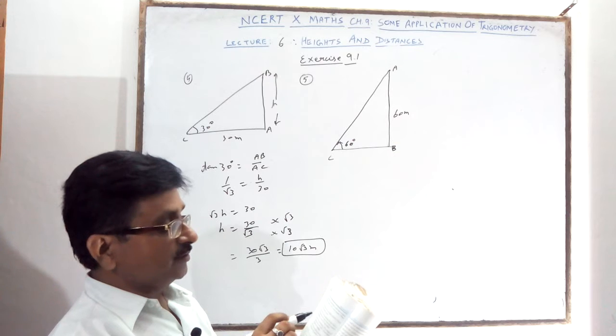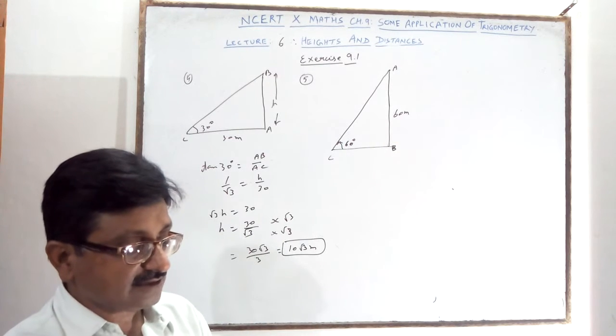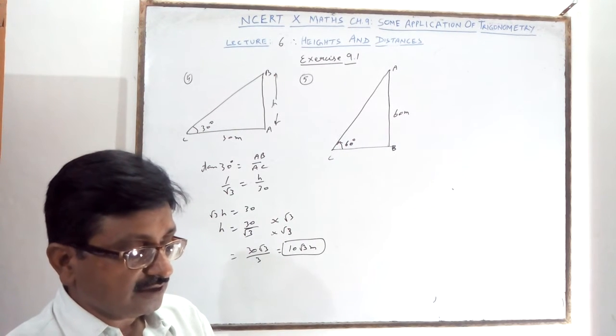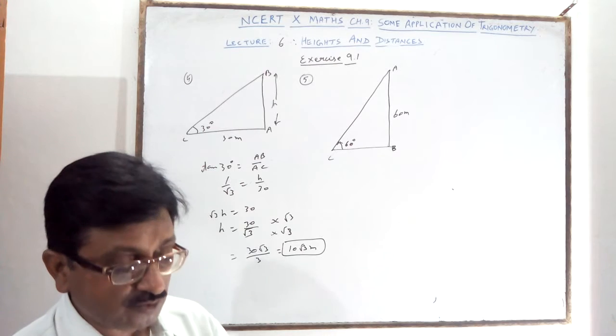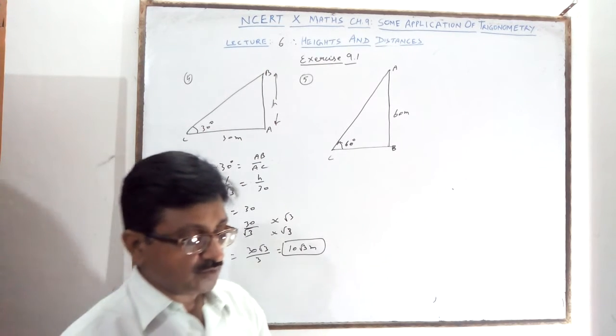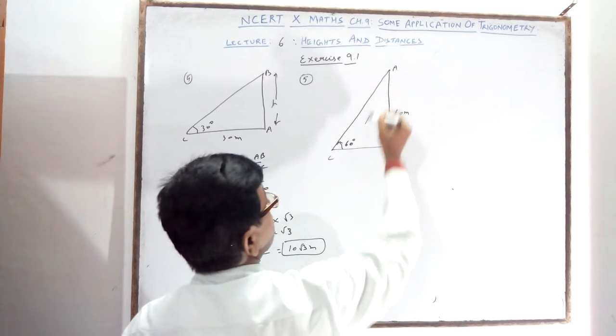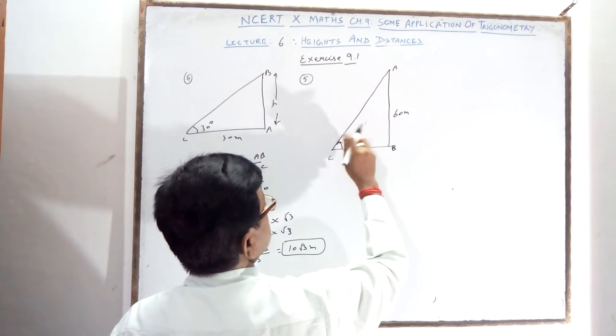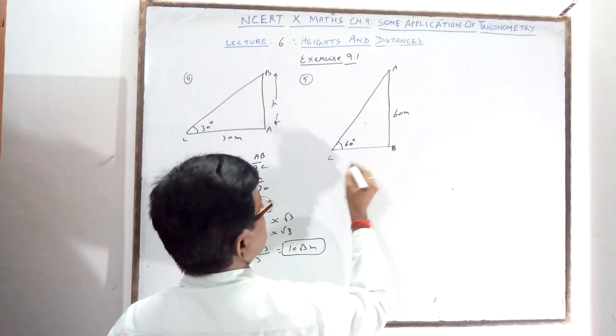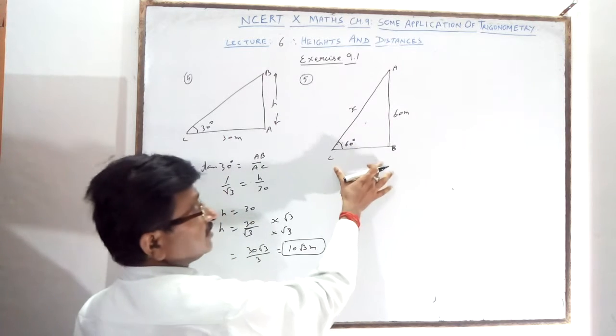What do you want to find out? Find the length of the string, assuming there is no slack. There is no slack in the string. If there is slack, generally the string is like this, but there is no slack. You will suppose it is straight. You want to find out this, not this.